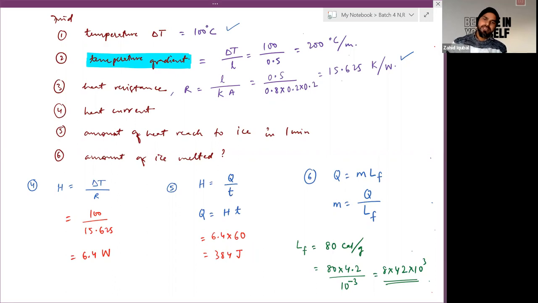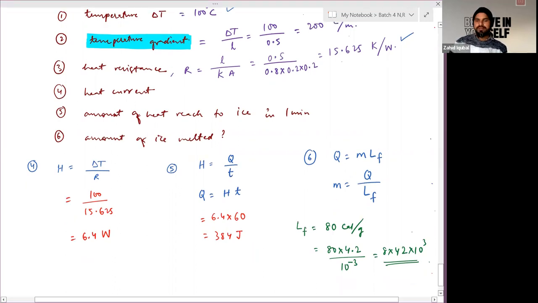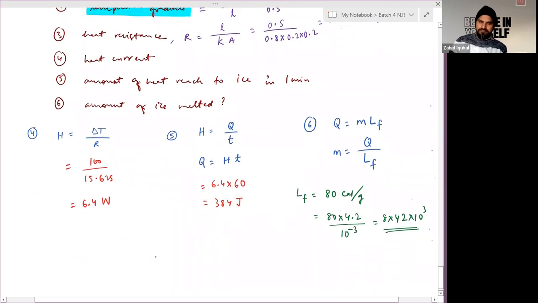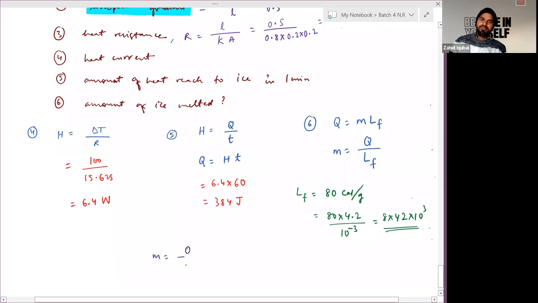For the last part, the amount of ice melted during this interval of time will be M equals Q divided by latent fusion constant. Q is 384 divided by latent fusion, which is 80 into 4.2 into 10 to the power 3. If you simplify it, you'll get approximately 1.14 into 10 to the power minus 3 kilogram, or you may write it as 1.14 gram.